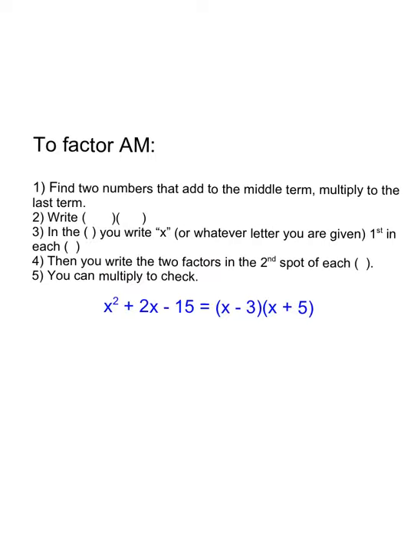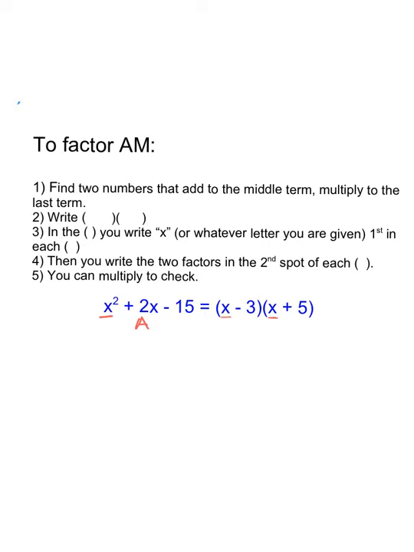So to factor using the AM method, we're going to find two numbers that add to the middle term. So we're looking for numbers that add to the middle and multiply to the last term. We're going to write two sets of parentheses. In the parentheses, you write an X or whatever letter you are given first in each set of parentheses. So in the blue example down here, since we're talking about x squared, we're going to put an X in the front of each parenthesis. If it was a Y, you would put a Y.